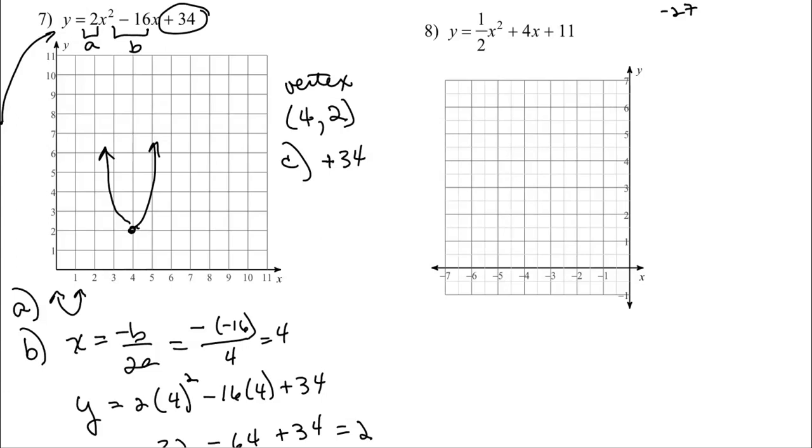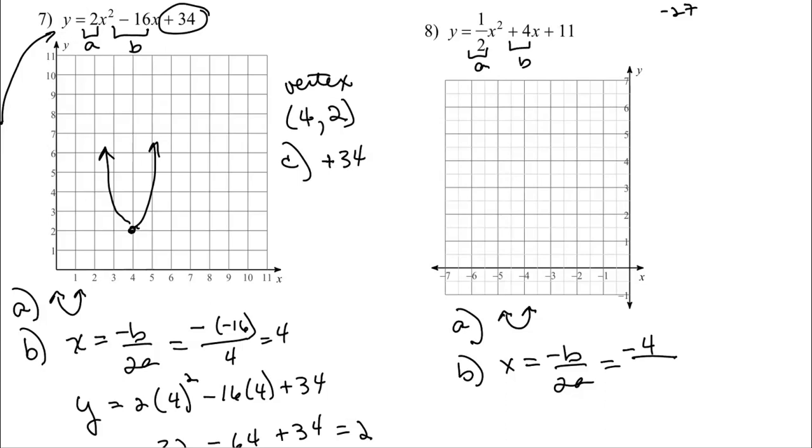Okay, let's do 8. So for 8, what I want to see is that the leading coefficient is 1/2. That's positive, so my vertex is going to be upward facing. To get my x value, I'm going to say negative b over 2a. This is my b. This is my a. So that's negative b, so negative 4 over 2a. 2 times 1/2 is just 1. And so my x value will be negative 4 for number 8.